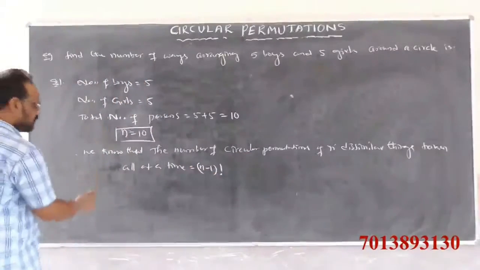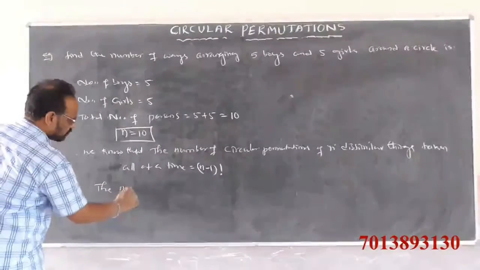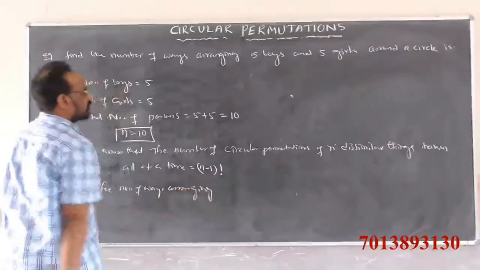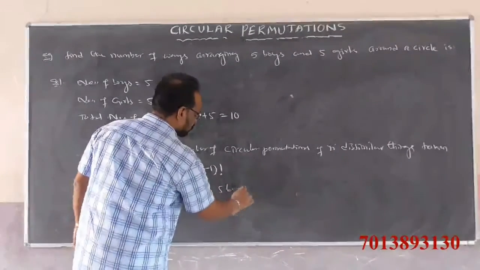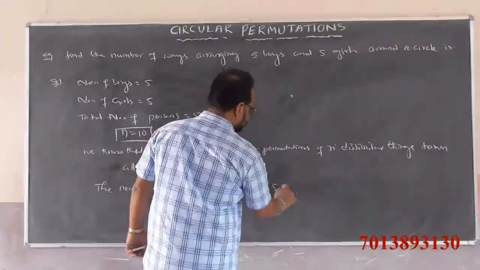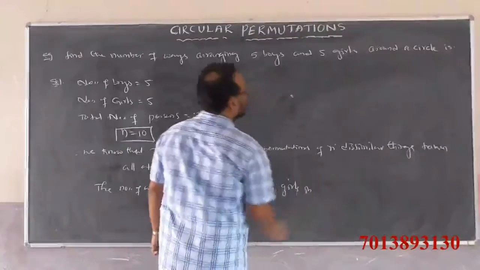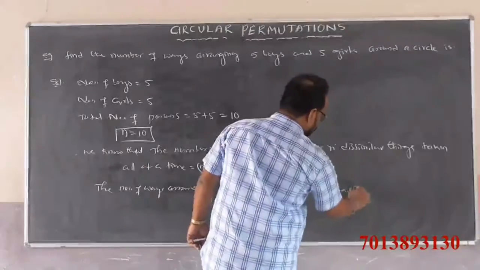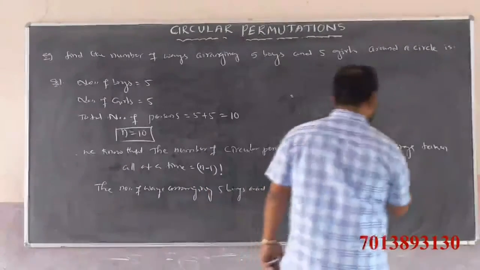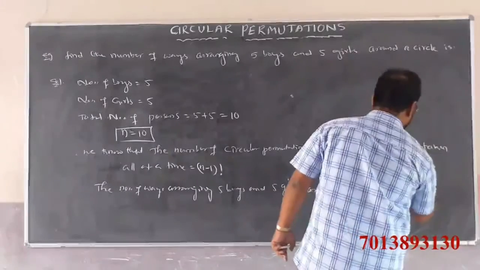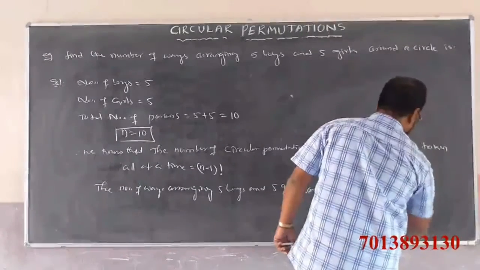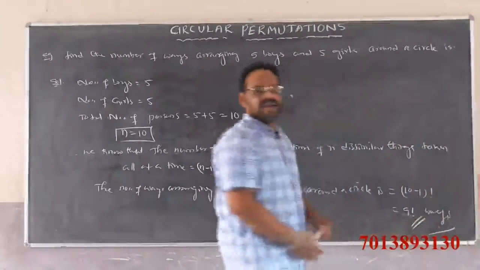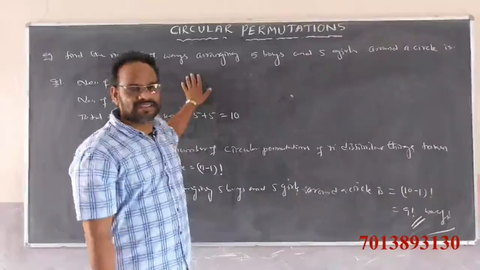So the number of ways of arranging 5 boys and 5 girls around a circle is clearly (n minus 1) factorial, means (10 minus 1) factorial, that is equal to 9 factorial. 9 factorial is clearly how many ways? 9 factorial.